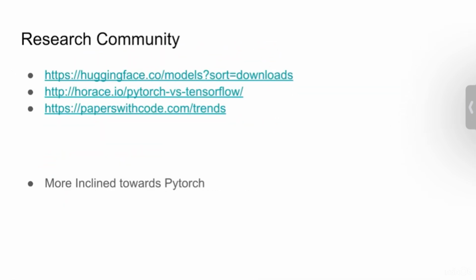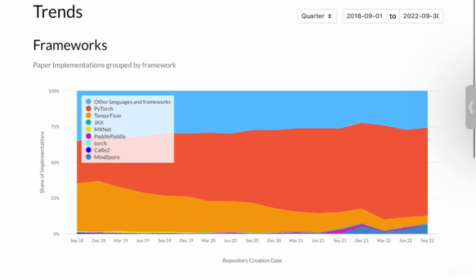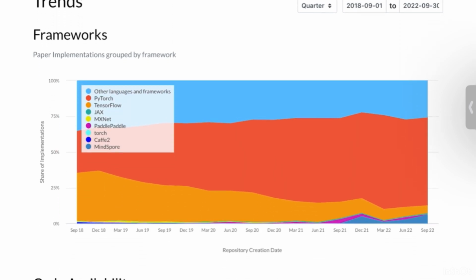Along with that, one of the most popular websites, Papers with Code, is where people find open source repositories in one place. In this also, you can see that the trend is going towards PyTorch. In the latest, September 22, the red color is PyTorch and the orange is TensorFlow. The number of repositories in PyTorch has been increasing and currently it is the most popular framework. More repos are available in PyTorch.